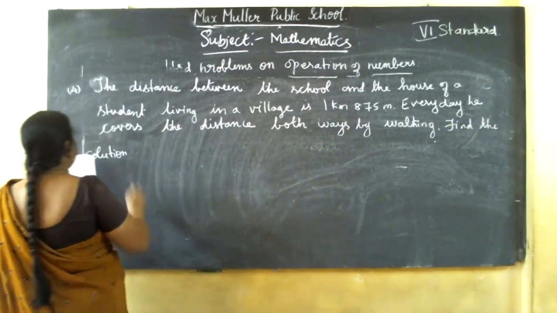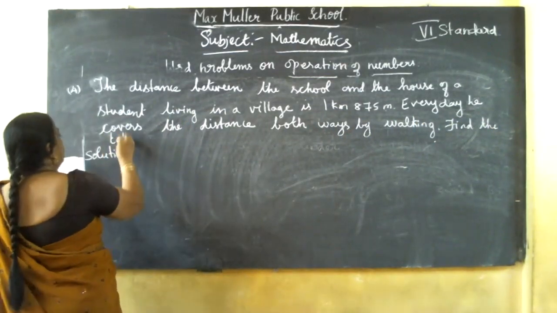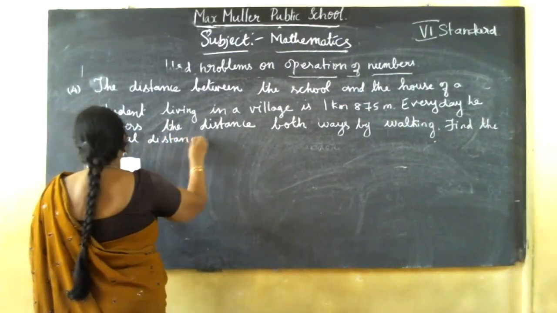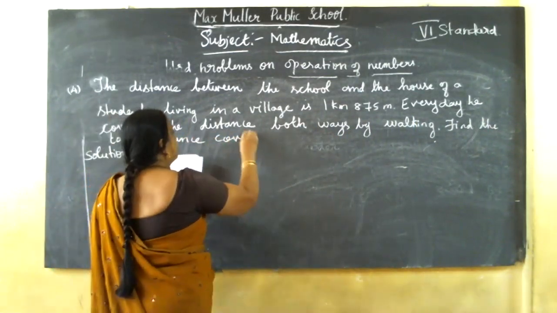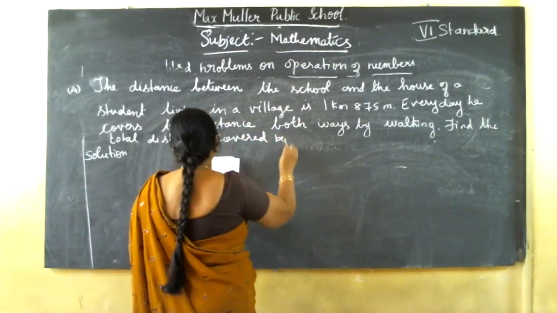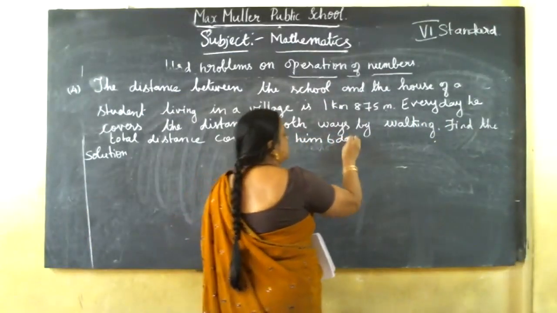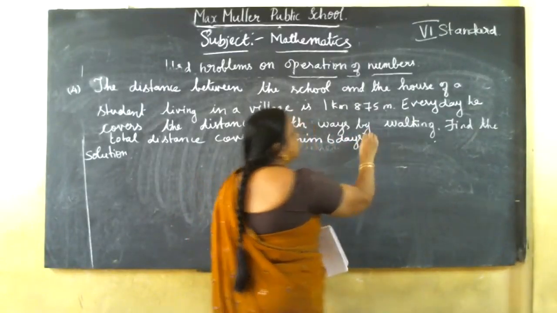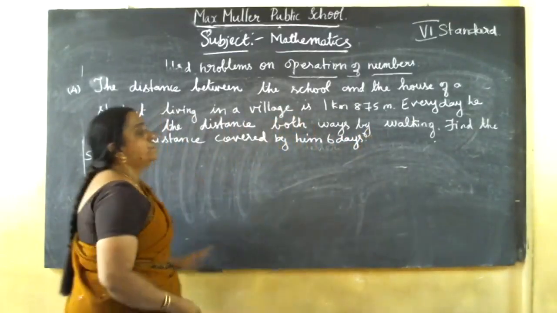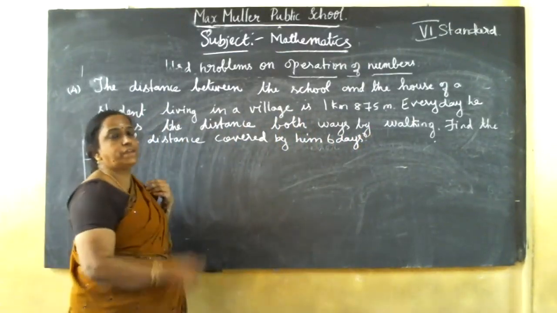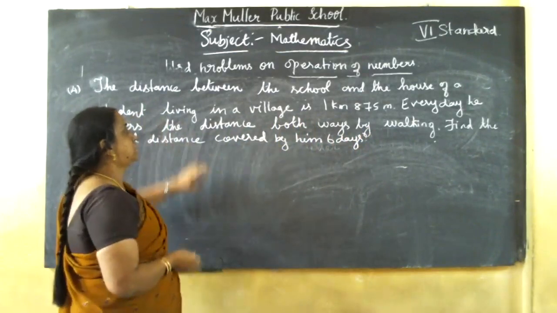Find the total distance covered by him in 6 days. Okay, this is the question. Got it? Now I'll read the question. First understand the question, then see which operation you should do, whether addition, subtraction, multiplication or division.